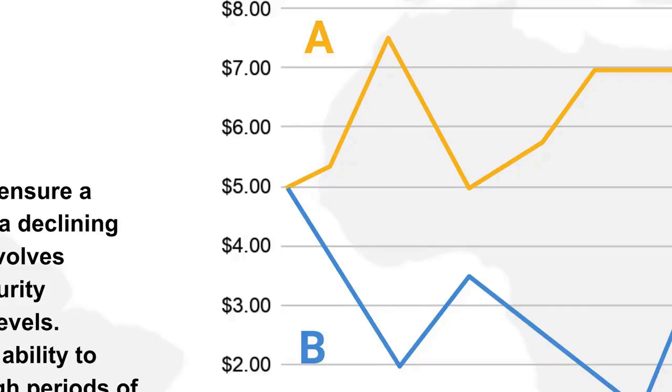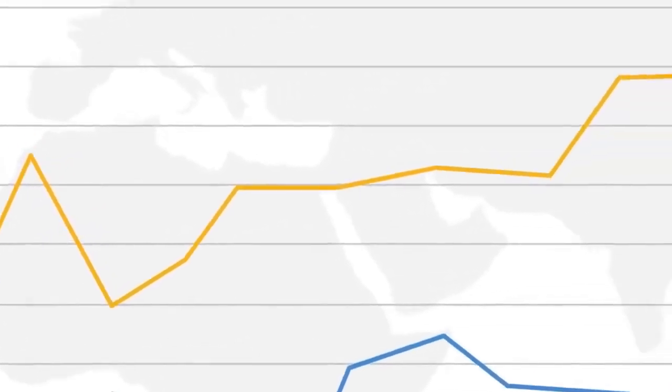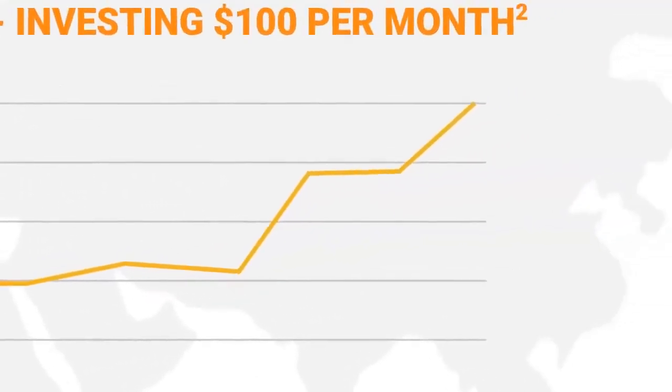Over the course of the year, investment A is going to go up in value. In fact, by the end of the year, it's going to have doubled in value. It started out at $5 a share and ends the year at $10 a share. That's a 100% rate of return.